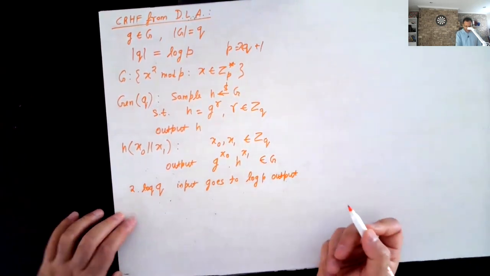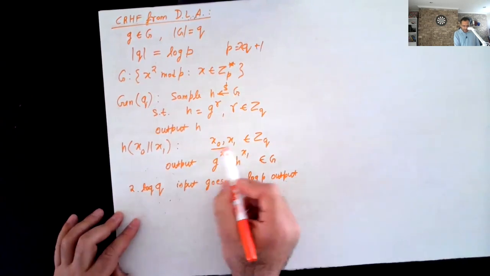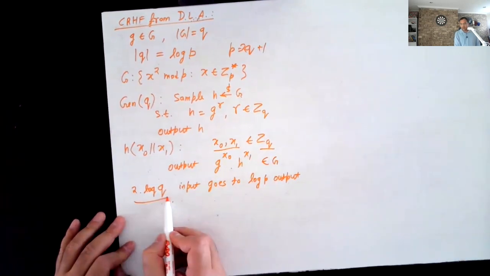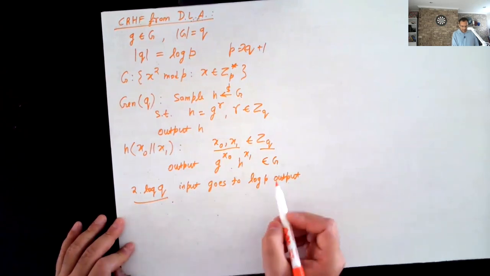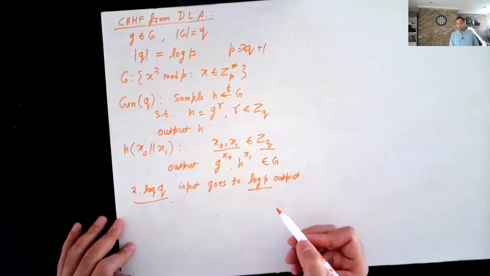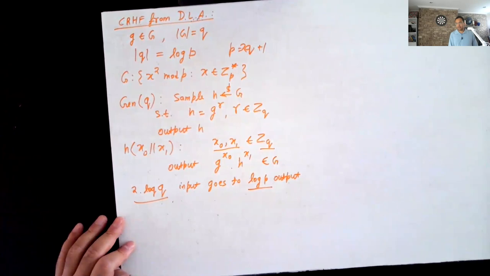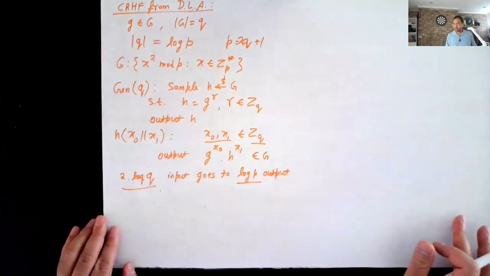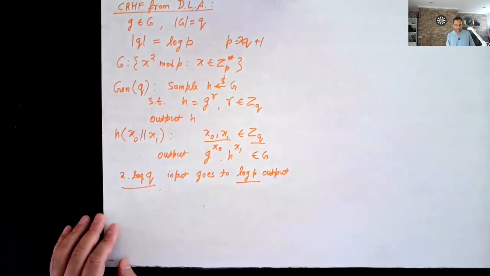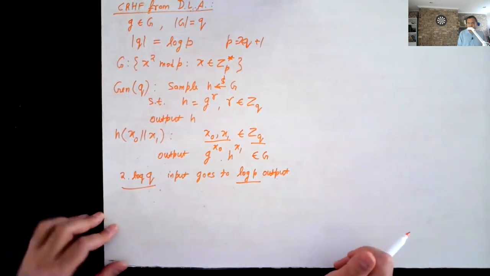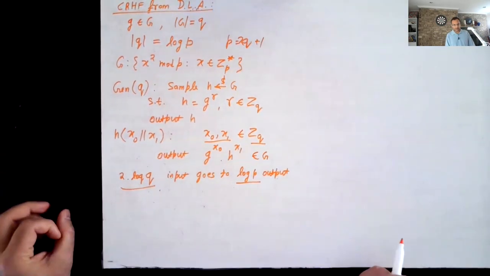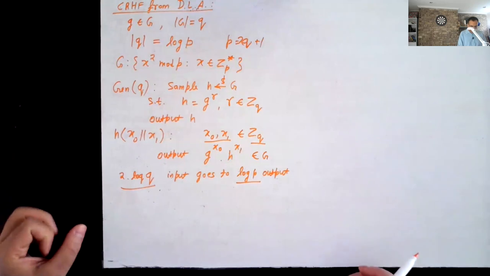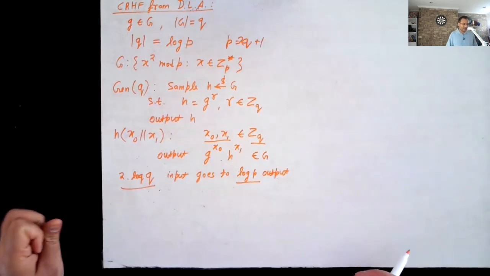So what is the size of the input? They are both coming from ZQ, so it's 2 times log Q. And then the output size is log P. And log P and log Q are roughly the same, just plus 1. So the compression factor is almost 2 here. And that's it, that's the description of the hash function.